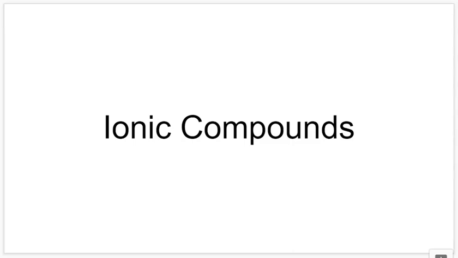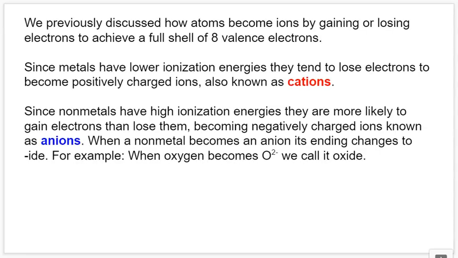Hello, chemistry students. Today we're going to be talking about ionic compounds, which are substances that are formed when more than one type of element comes together and trades electrons to become positively and negatively charged. So, we previously discussed how atoms can become ions by either gaining or losing electrons, and they do this to achieve a full shell of 8 valence electrons to become stable like the noble gases.